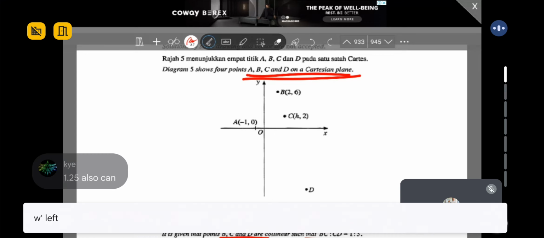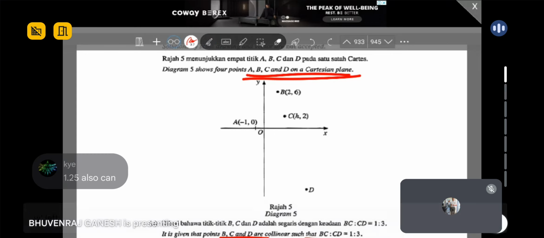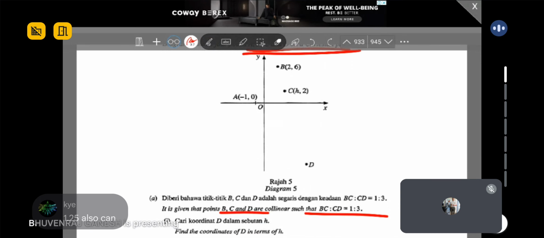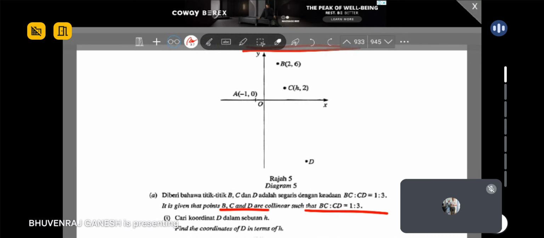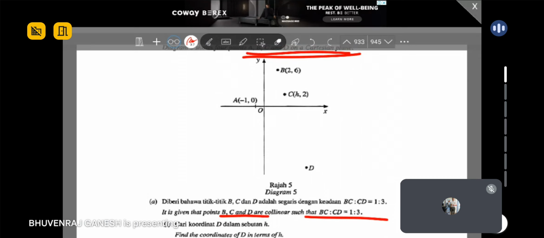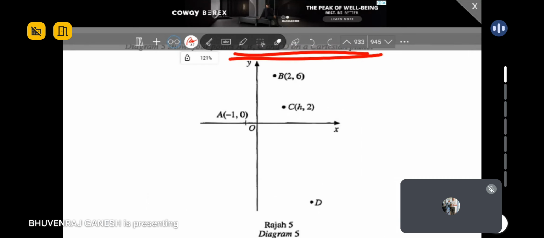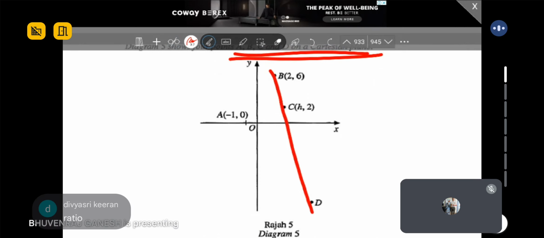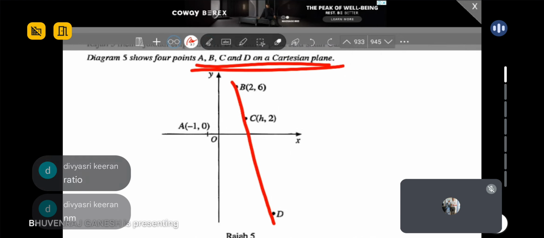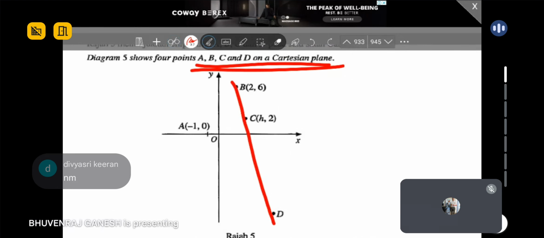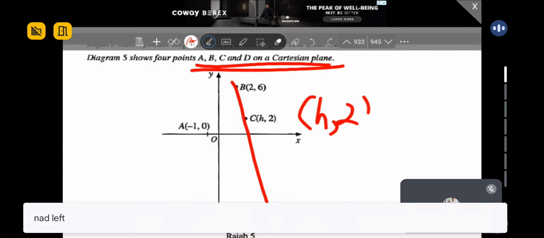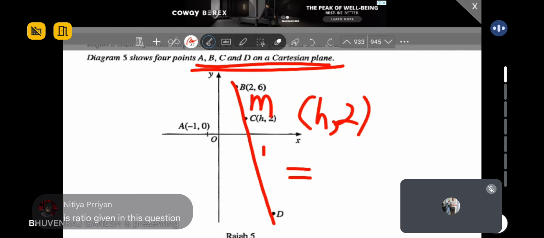For this one, they want you to find the coordinate D in terms of h. How to find? Very simple. What formula is this, guys? B, C, D, 3 points, 1 line. So this is the ratio, or the division of a line segment. You just form the equation. Say this is M, this is N, maybe this is x, y. You can give the symbols.